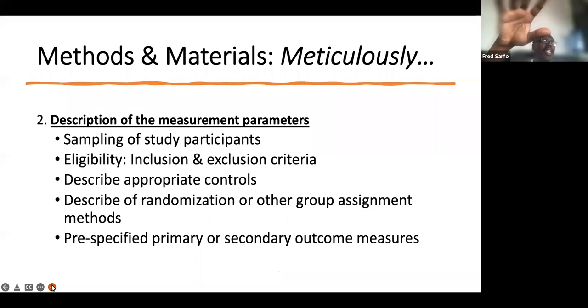And particularly for clinical trials and even observational studies, you must tell us who qualifies to be in your study. What is your inclusion criteria? What is your exclusion criteria? And sometimes you have to justify why you are excluding some people.